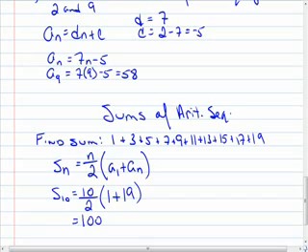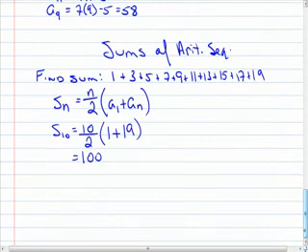So for the sum of an arithmetic sequence, we need to know the number of terms, and we need to know the value of the first and the last term in that sequence. If we're not given that, we have to find a way to find it.